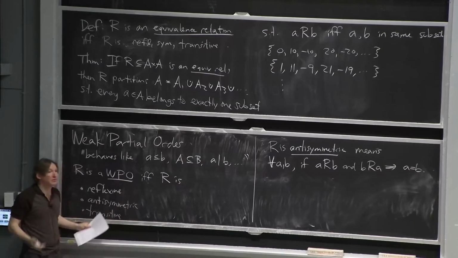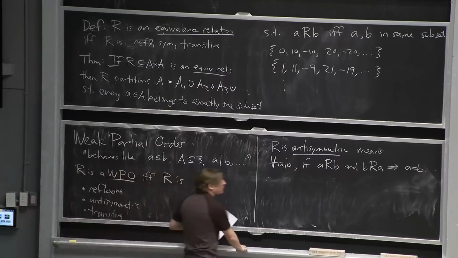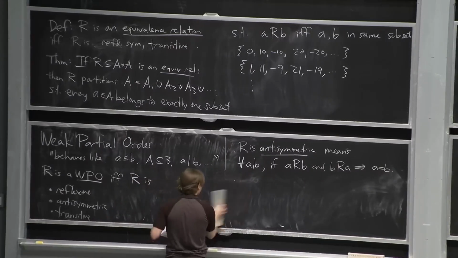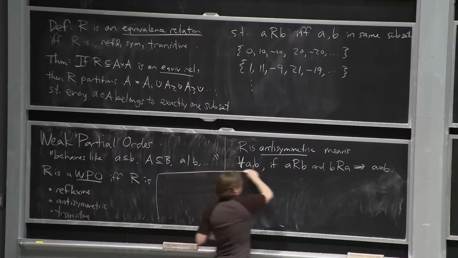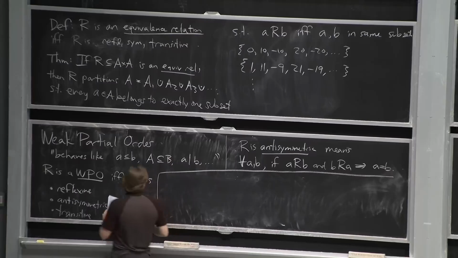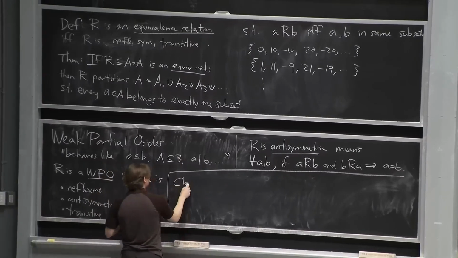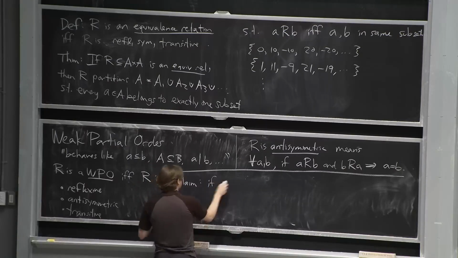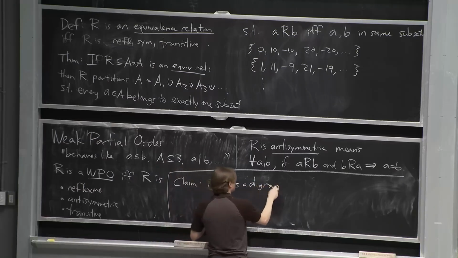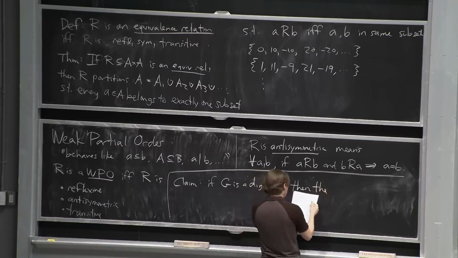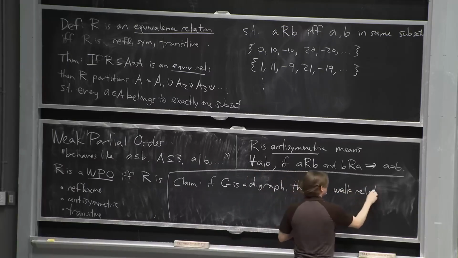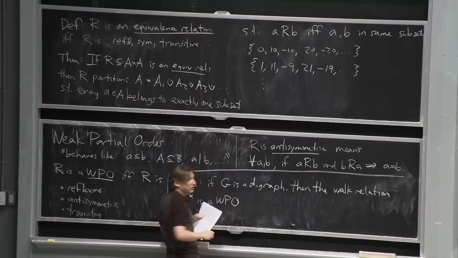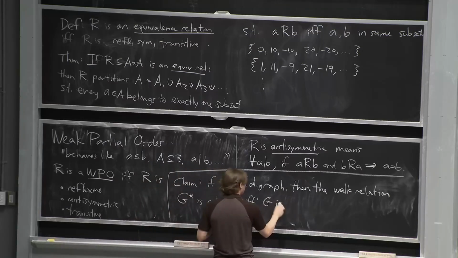And so why is a weak partial order useful? What can we prove about them? What can we do with them? Well, just like equivalence relations had a different characterization in terms of partitions of a set, we can prove that weak partial orders are related to DAGs. Claim: if G is a digraph, then the walk relation G star is a weak partial order if and only if G is a DAG.